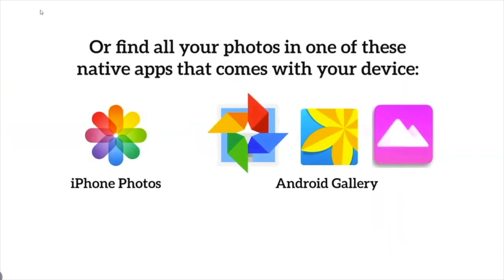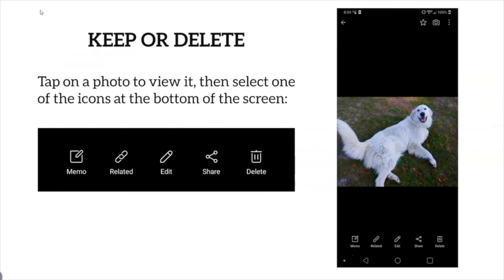Or you can exit out completely, go to your home page, and then access the native apps that are located for your photos. So for the iPhone, you would go to iPhone Photos, whereas on Android, you would go to your Gallery app, and it might look like any one of these featured on this particular slide. Okay, so as you're reviewing the photos, you have the option to either keep, delete, or edit them.